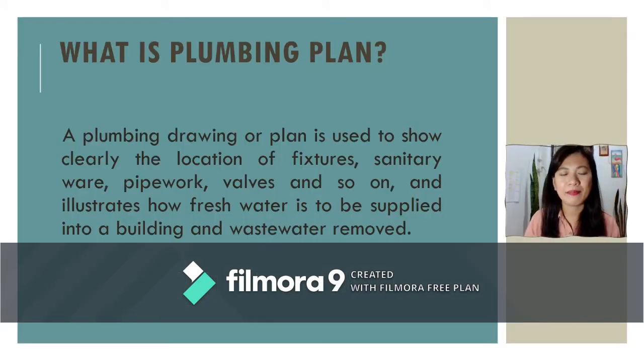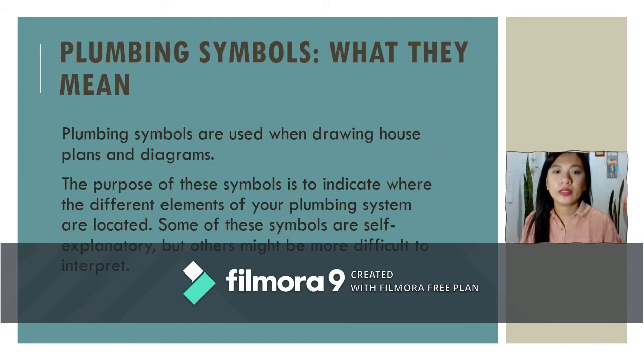So what is a plumbing plan? A plumbing plan is used to show clearly the location of fixtures, sanitary ware, pipe work, valves, and so on. It also illustrates how fresh water is to be supplied into a building and wastewater removed. In making plumbing plans, there should be plumbing symbols indicated.